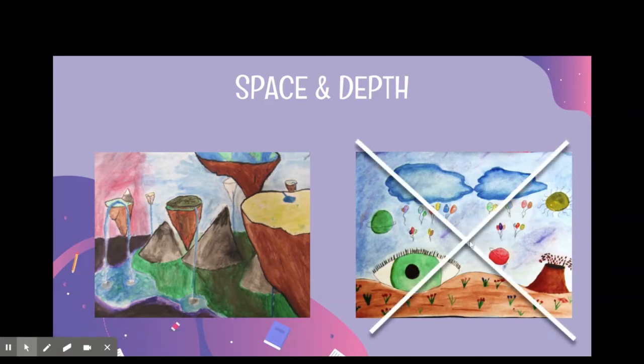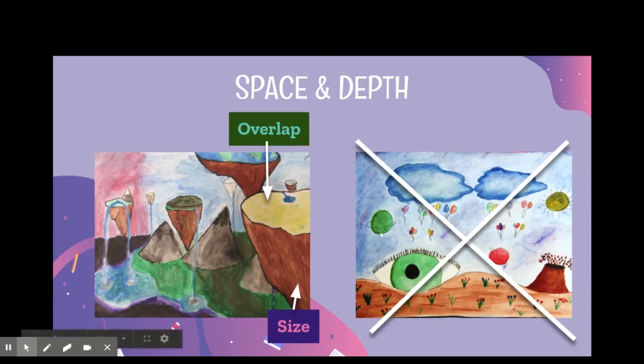Let's find out. The reason is because it has good sense of size, which means things in front are big, the things in the back are small. It has a good sense of overlap, which means things are not sitting next to each other like in this painting. They are on top of one another.